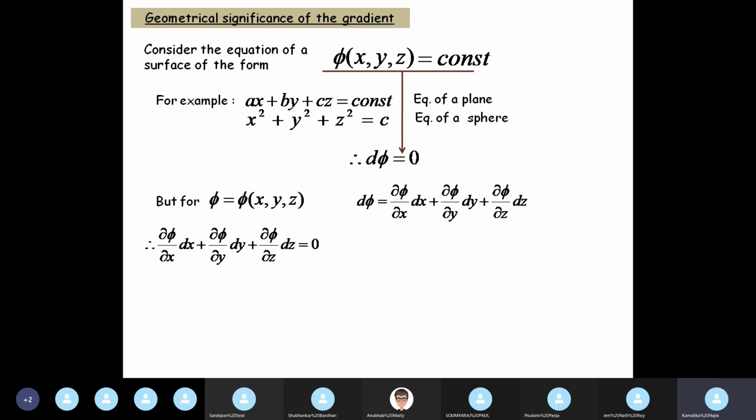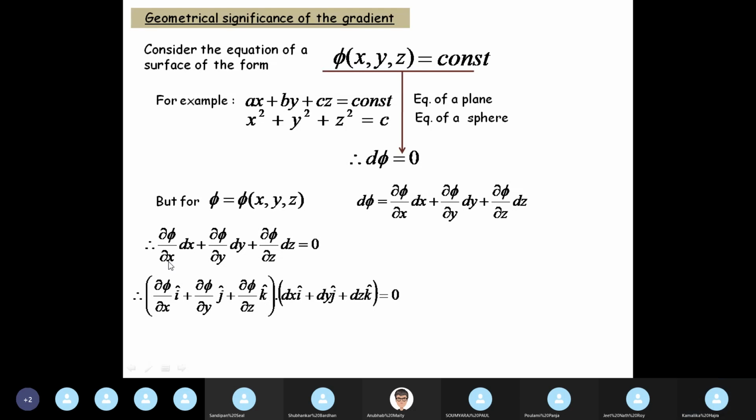So once again I write this as a form of two vectors dotted together. I write this as del phi del x i cap plus del phi del y j cap plus del phi del z k cap, dotted with dx i cap plus dy j cap plus dz k cap. And this dot product is equal to 0. As you can see, this first vector is grad phi, and this second one, dx i cap plus dy j cap plus dz k cap, is the vector dr. So basically what you've got is grad phi dot dr equal to 0.